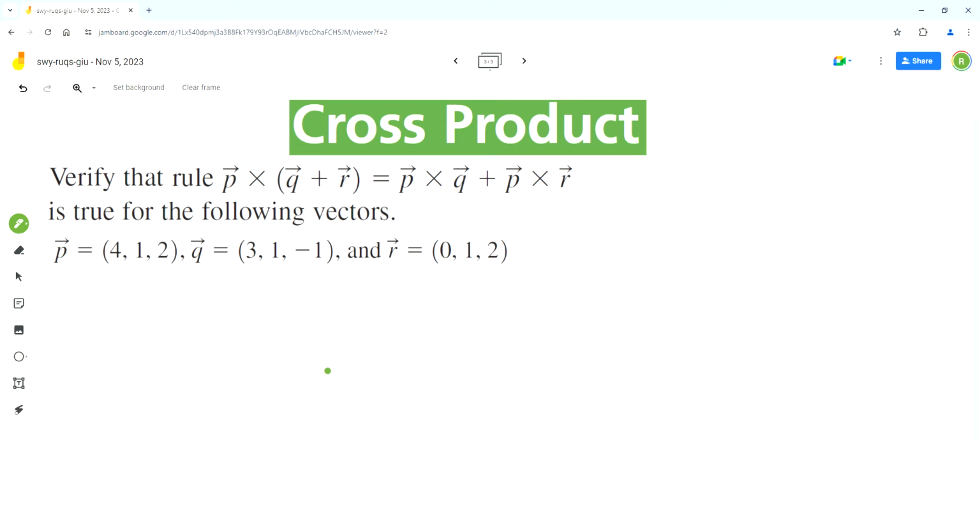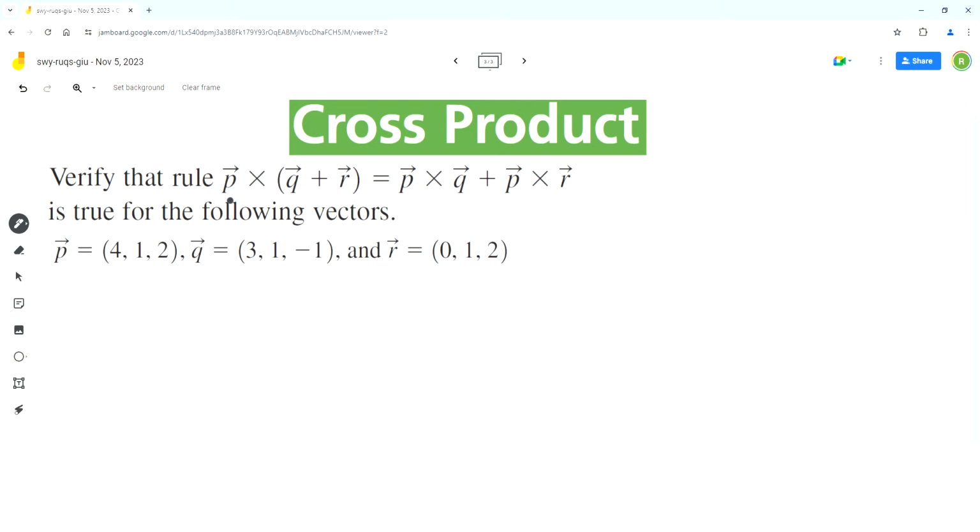So in this video, we'll solve this problem using the concepts of cross product. As per the problem, verify that the rule P cross (Q plus R) is equal to P cross Q plus P cross R is true for the following vectors. We are given the three vectors P, Q and R. So we will evaluate both sides of the rule equation and see if we get the same result.